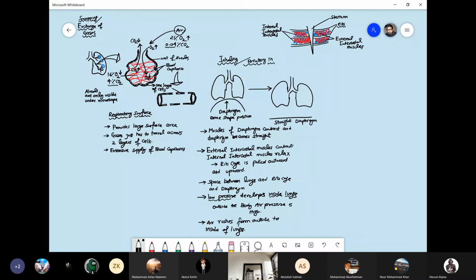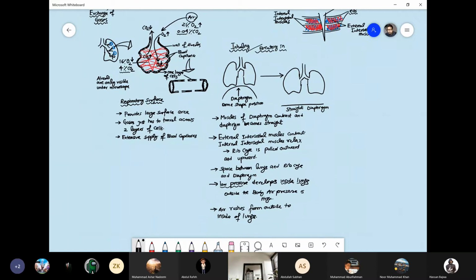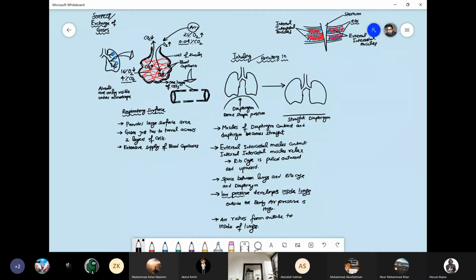And because of this, the rib cage is pulled outward and upward. And when the rib cage is pulled outward and upward, there becomes a space in between the lungs and the diaphragm and the rib cage. Because of that space, the air pressure inside the lungs decreases, but the air pressure outside the body is higher. So the air rushes in from higher pressure to lower pressure, and the phenomenon of inhaling takes place.